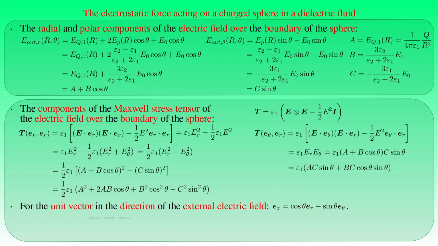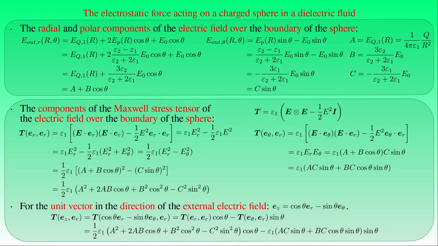If we insert this decomposition into the stress tensor T evaluated at the vectors E_z and E_r, we can split it into the difference between the stress tensor T evaluated in both its arguments at the radial unit vector E_r times cosine theta, and the stress tensor T evaluated at the polar unit vector E_theta and the radial unit vector E_r times sine theta. The expressions derived for the tensor components in the right-hand side can be substituted here, and we can express the stress tensor evaluated at the vectors E_z and E_r over the boundary interface between the liquid and the sphere in terms of the constants A, B, and C, and the polar angle theta.